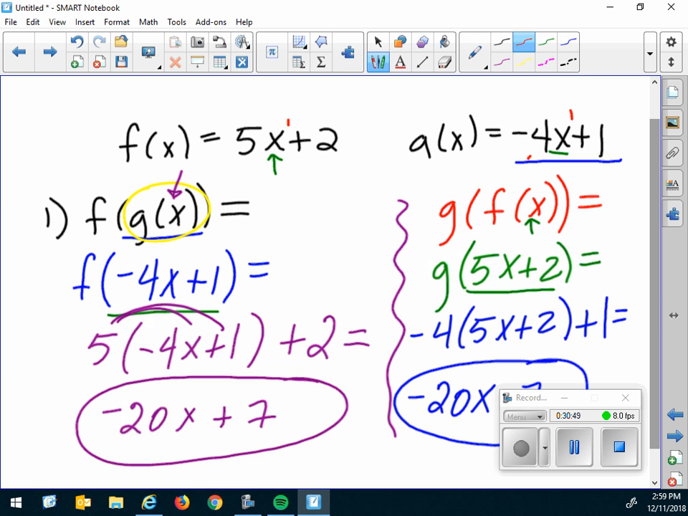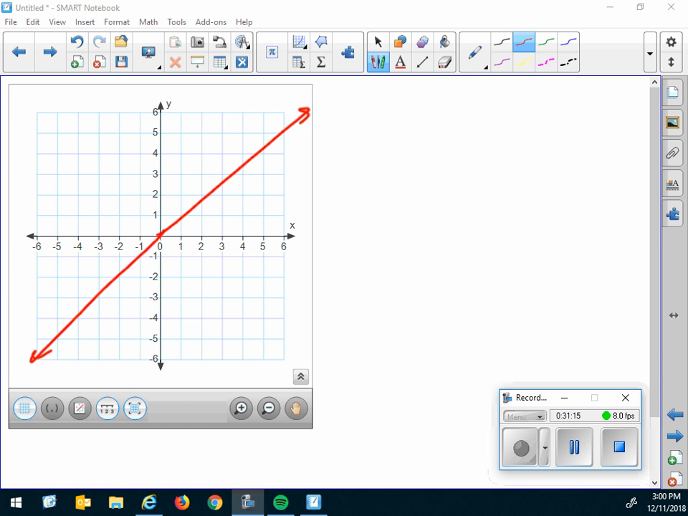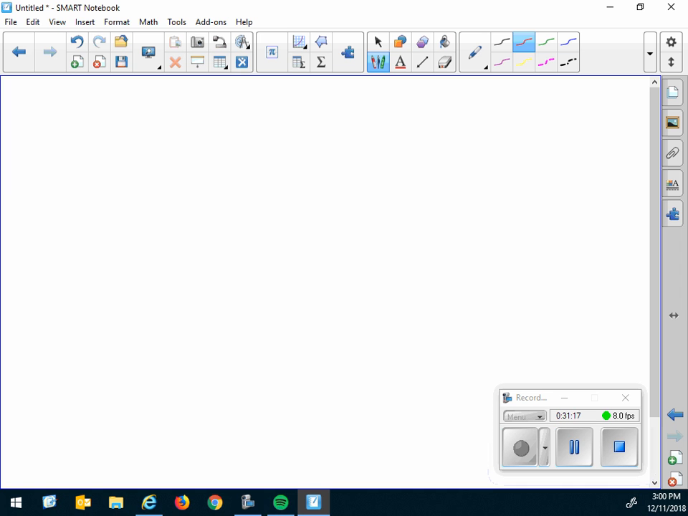The domain of a composition. You start with the domain of the inside function, okay? And it goes all the way through with you. What was the inside function here? G. What's the domain of G? All real numbers. That's going all the way through the problem with us. So the domain of this thing is all real numbers. Okay.